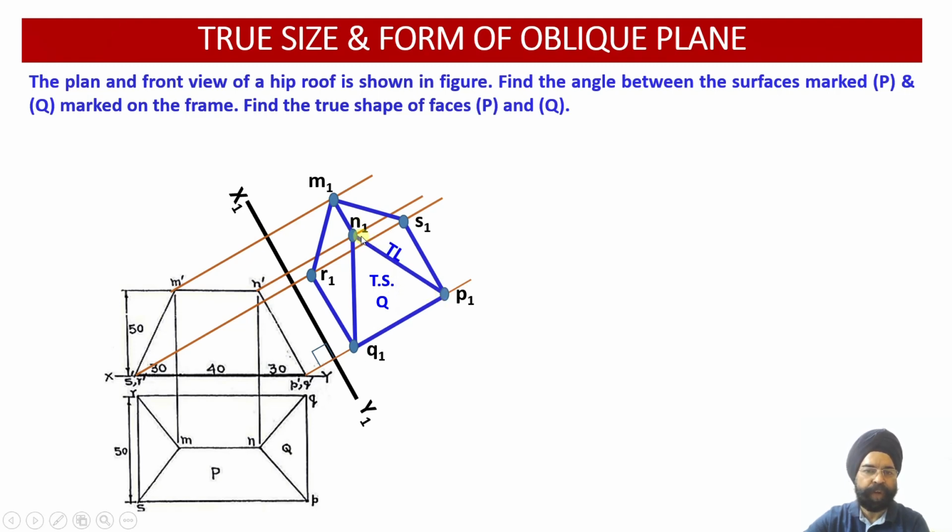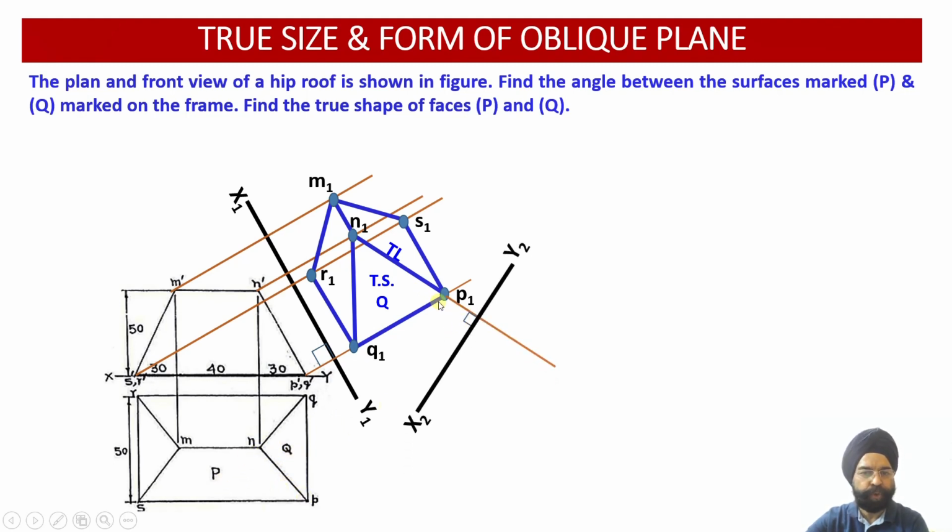So once I have located NP, if this is the true shape, NP is also true length. N1 P1 is true length, N1 Q1 is also true length, and P1 Q1 is also true length, because this triangle represents a true shape. Now I am going to focus upon N1 P1 because this is a common line between the surfaces P and Q.